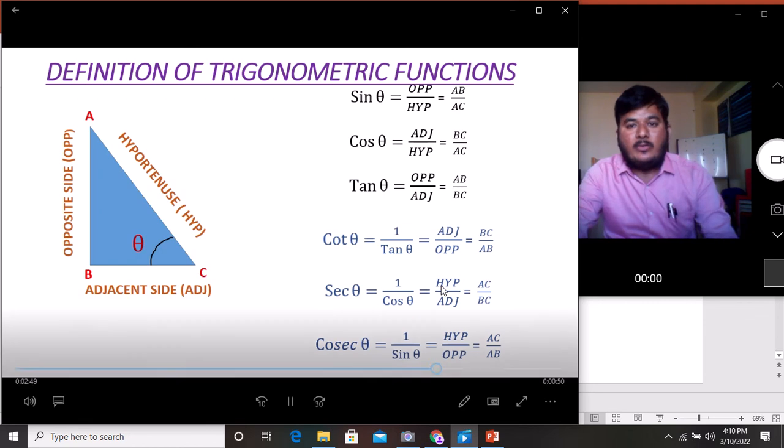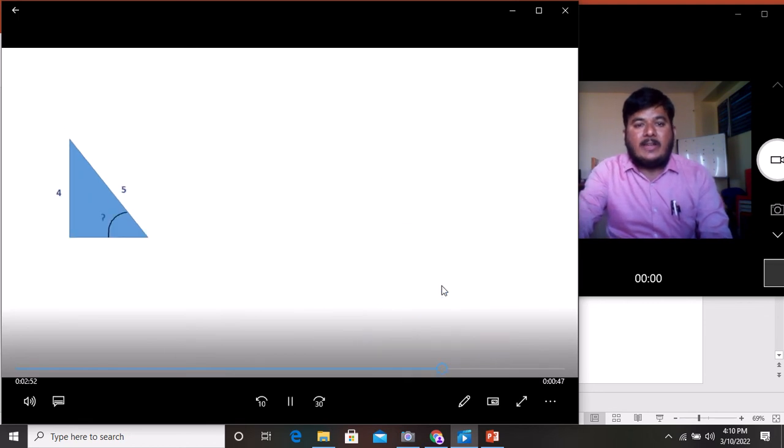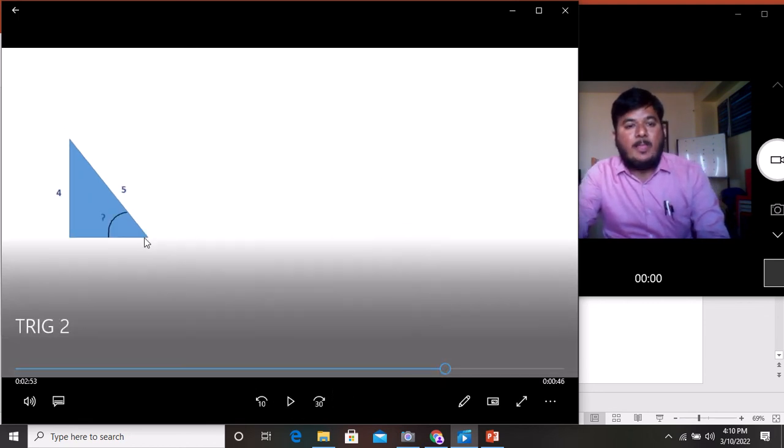I will give one or two examples. Here in this problem, they asked to find the angle. The opposite side is given as 4, and the magnitude of the hypotenuse is 5. You need to find the angle. So how do you find it? Here the opposite and hypotenuse are given, so the relationship that involves opposite and hypotenuse is sin theta.